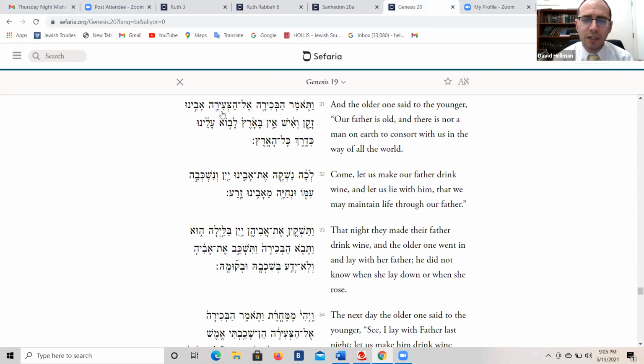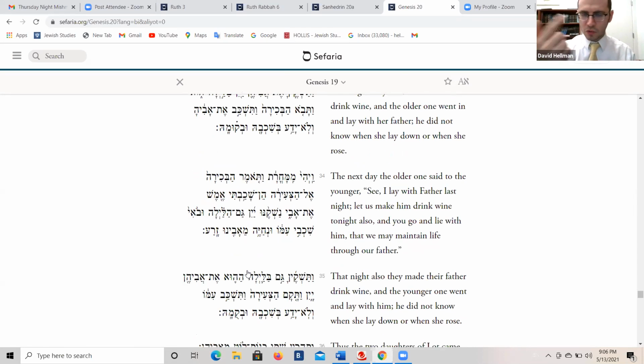Lot and his daughters. V'tomar habachira el etzira, and the older sister says to the younger sister, which is parallel to Naomi speaking to Ruth and giving her directions. Avinu zakein, our father is old, v'ish ein ba'aretz, and there's no other man, lavo aleinu kederech kol ha'aretz, to be a father of a child. L'cha nashkeh avinu yayin v'nishkava imo, let's give him wine to drink, and then we will lie with him. Unechayeh mei'avinu zara, and then we will bring life from our father. Vatashkenah et avihen yayin ba'layla hu, and they gave him wine. Vatavo habechira vatishkav et aviha, and the older one went and lay with her father. Velo yada b'shichva uvekuma, and he did not know of her lying down and her getting up.